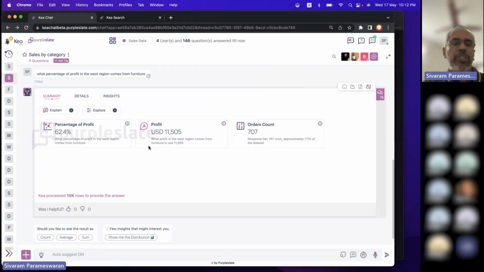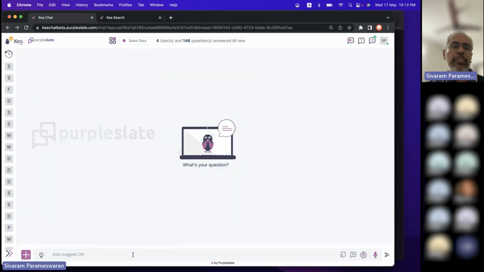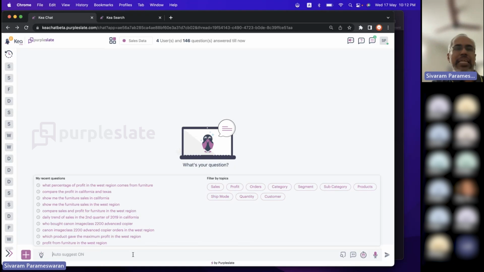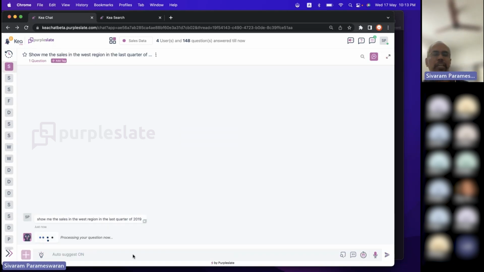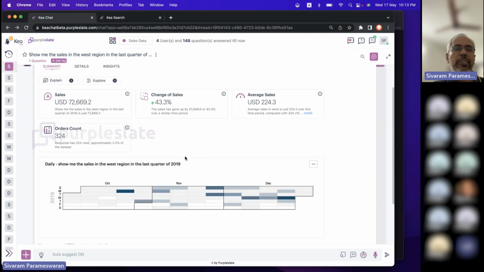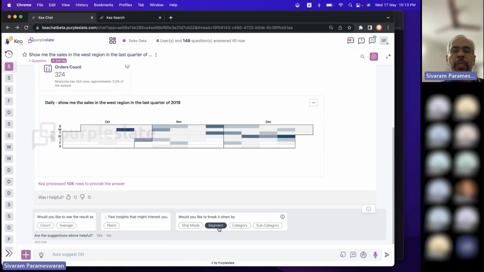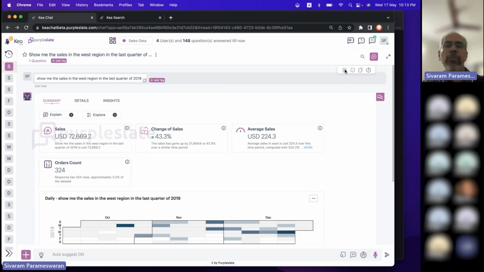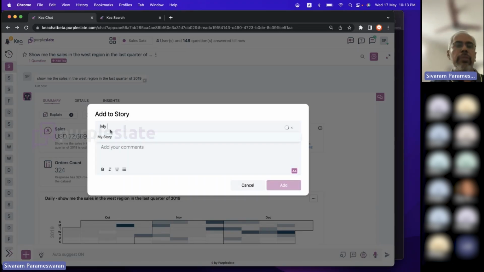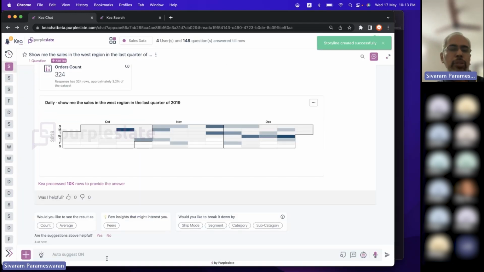Let me try to do another story around this. As I said, I have an upcoming sales review call, so I could do something like this. I'm just doing 2019 because I don't think we have data for this year. So this is the data. Now I like this, so what I could do is add it to a storyboard. I can call it something, and I create a story. So it just goes like this, very similar to what I was telling.